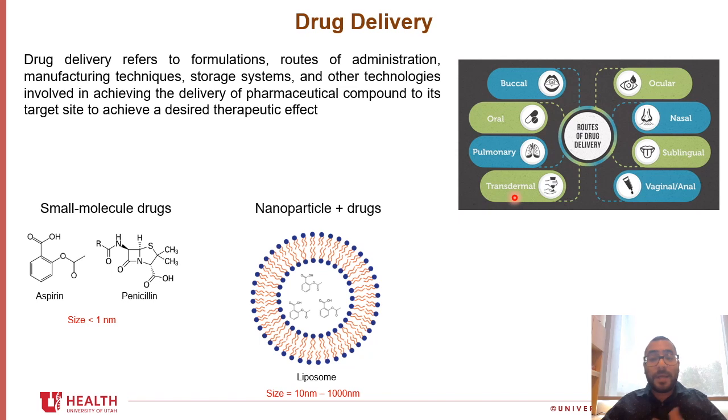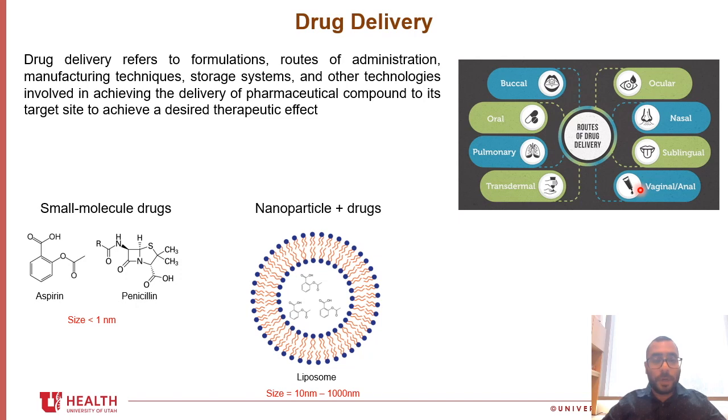Transdermal, such as the ointments or lotions that you use on your skin. Ocular delivery, such as the eye drops that you use. The route can be nasal, like the nasal sprays that we use. It could be sublingual, which means that the drug can be absorbed if the drug is kept under the tongue, or it could be vaginal or anal, where different ointments could be used to deliver the drug via the vagina or the anal cavity.